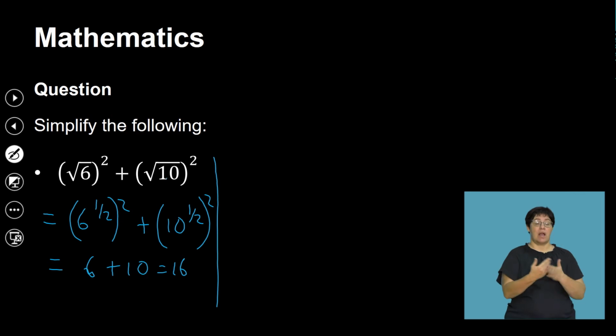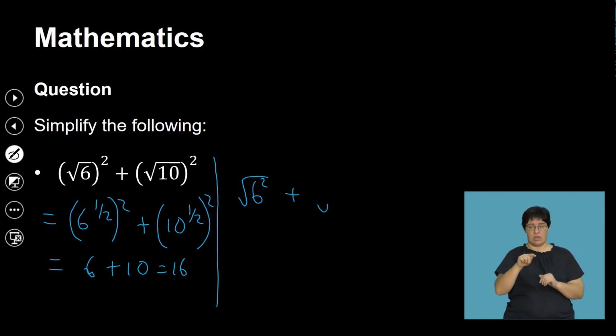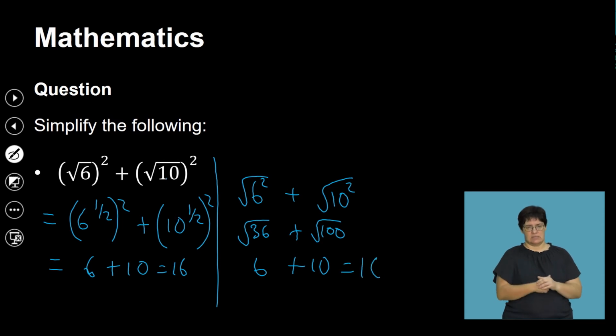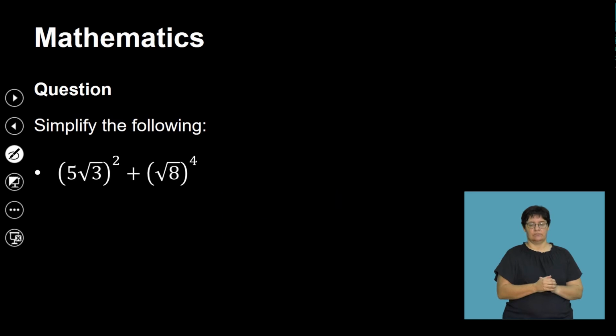Or, if you apply the laws, this will be the same as the square root of 6 squared plus the square root of 10 squared. And then you know 6 squared will be the same as 36 plus 10 squared will be 100. I'm sure by now you know your square roots, guys, for the perfect squares. This will be 6 plus 10, which is definitely 16. And that's where your answer will then come from.